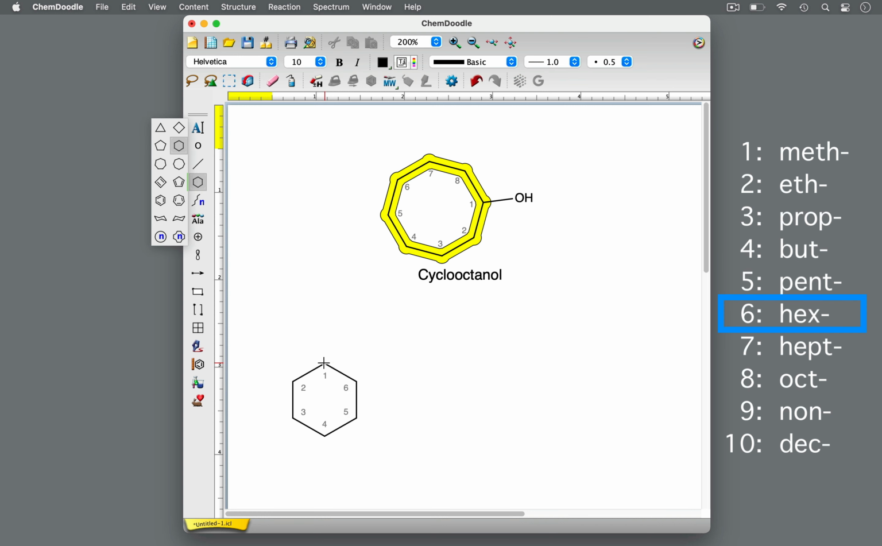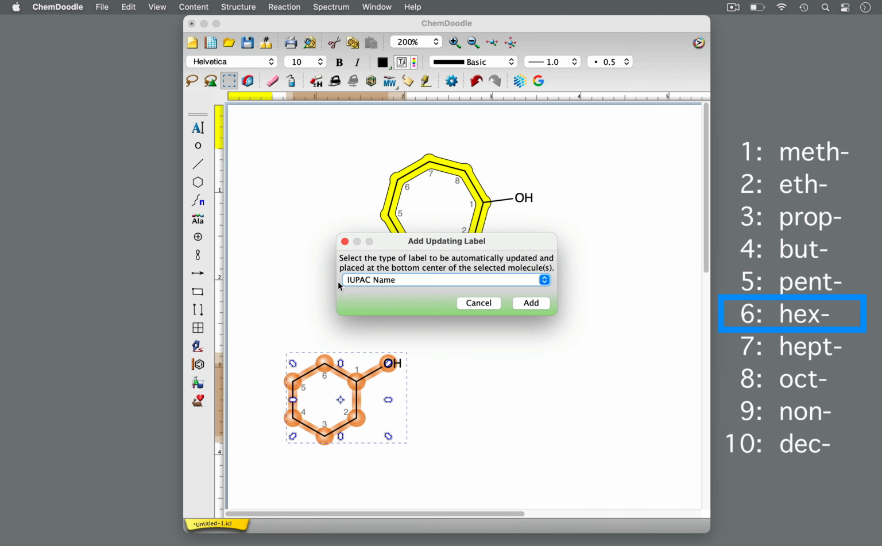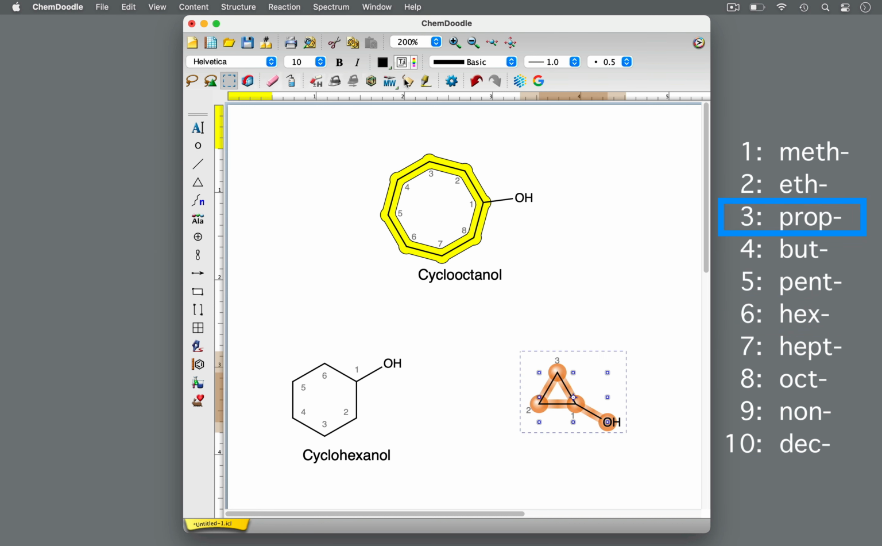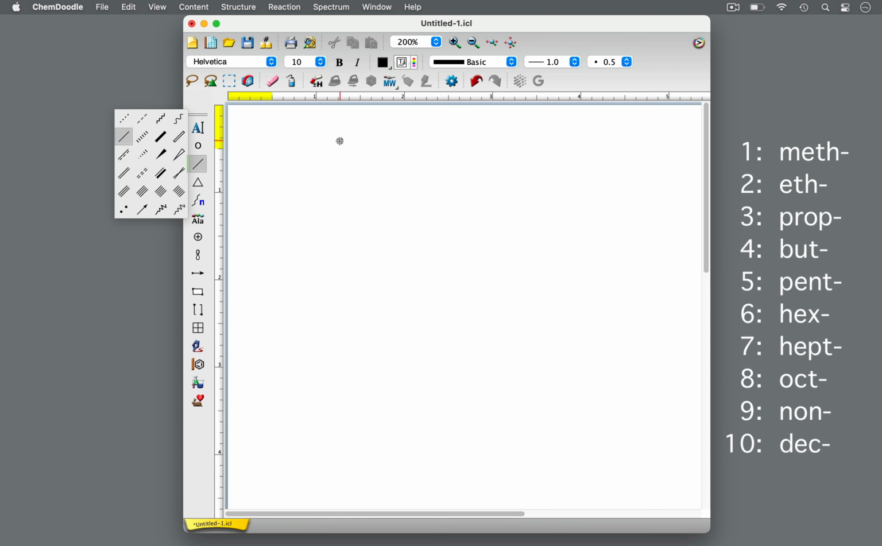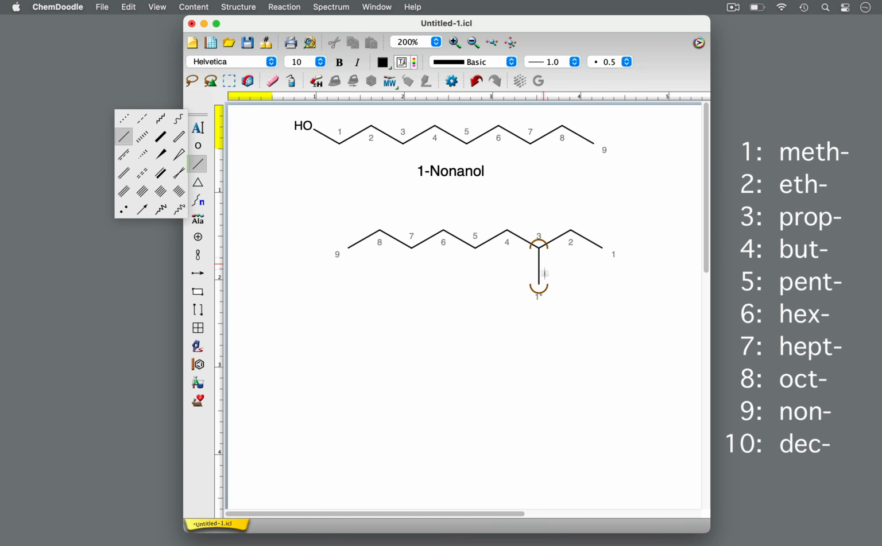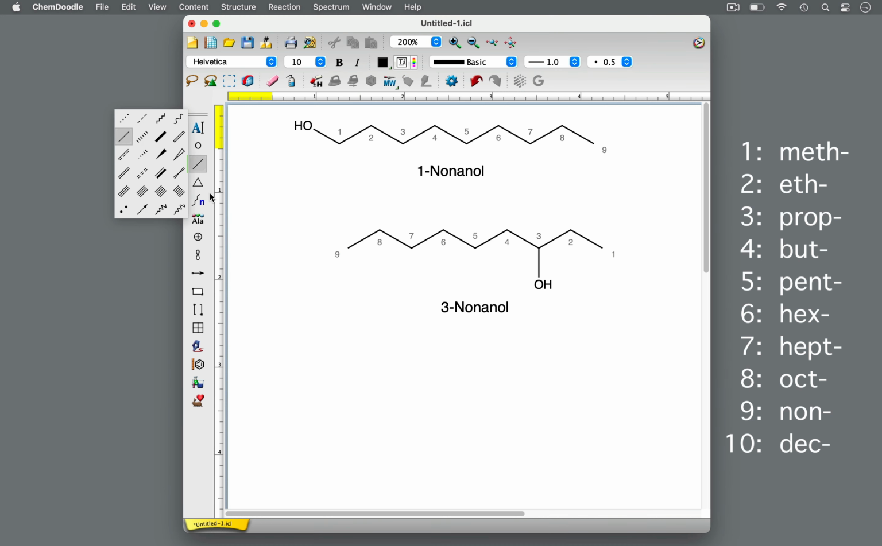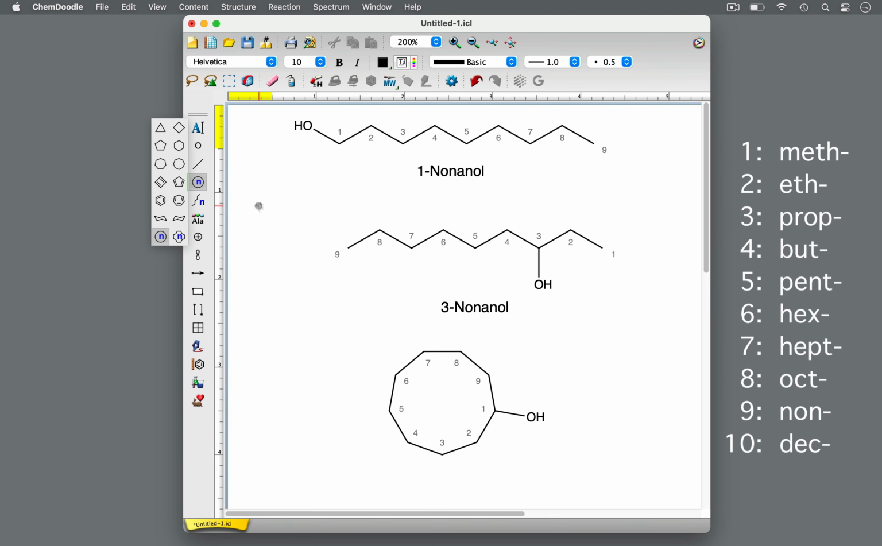A 6-carbon single-bonded ring with a hydroxyl group is cyclohexanol. A 3-carbon single-bonded ring with a hydroxyl group is cyclopropanol. As you've seen, IUPAC nomenclature provides a clear method of naming alcohols. Include the suffix ol to indicate the hydroxyl functional group. Remember to begin numbering the longest continuous carbon chain from the end closest to the OH group and include the location at the beginning of the base name, except for cycloalkanes. Thanks for watching ChemDoodle Shorts.